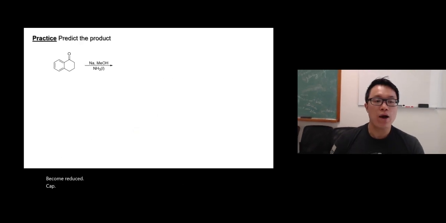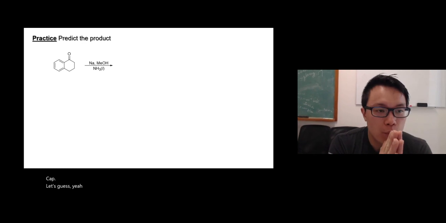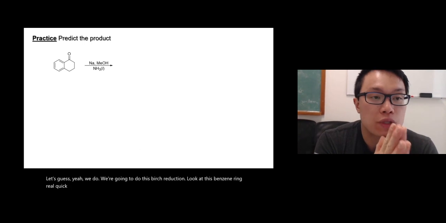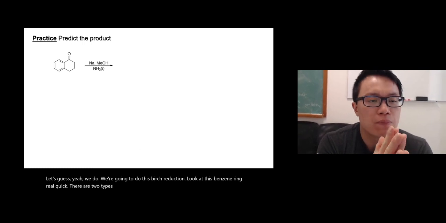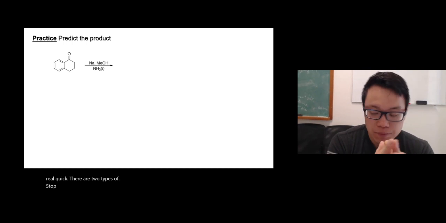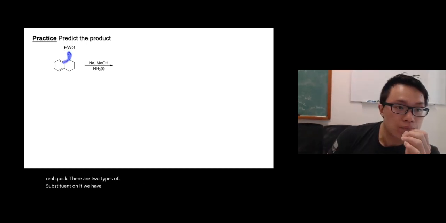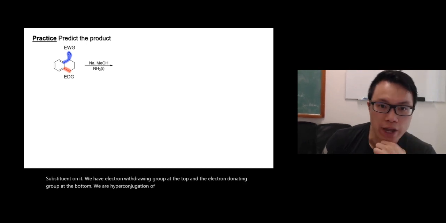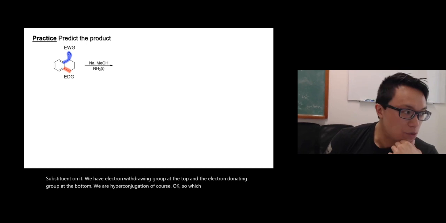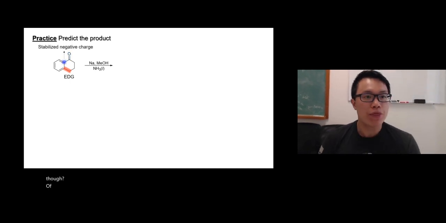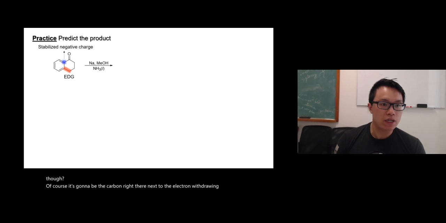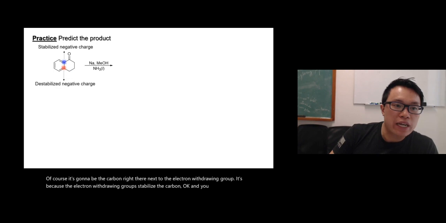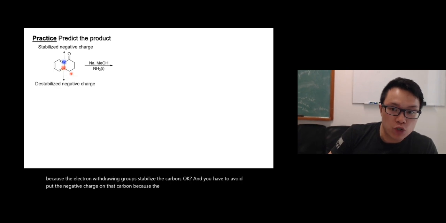Okay. Let's go ahead and do this Birch reduction. Look at this benzene ring real quick. There are two types of substituent on it. We have an electron withdrawing group at the top and an electron donating group at the bottom via hyperconjugation, of course. Okay, so which carbon gets reduced though? Of course, it's gonna be the carbon right there next to the electron withdrawing group, because the electron withdrawing group stabilizes the carbon. And you have to avoid putting the negative charge on that carbon because the electron donating group is next to it.